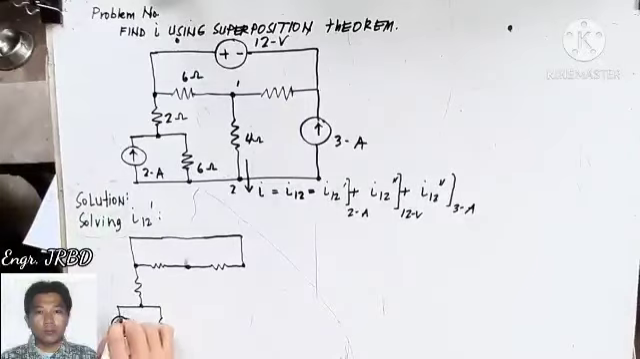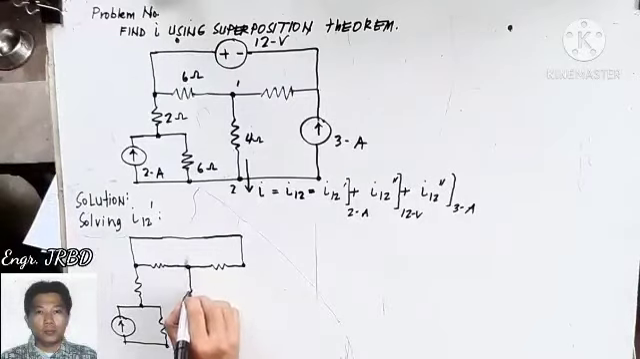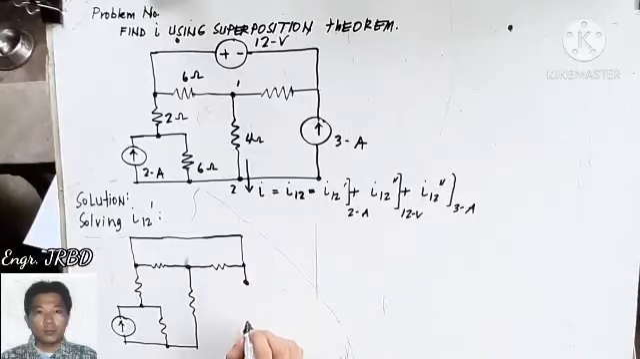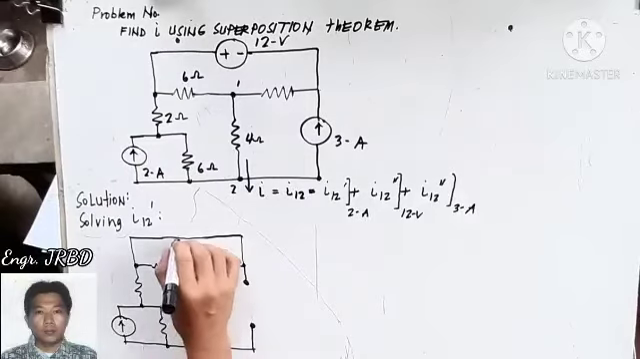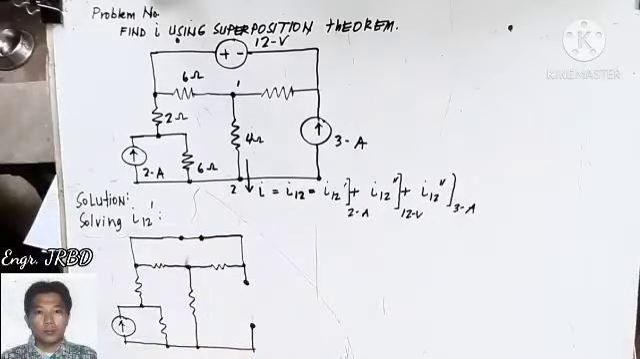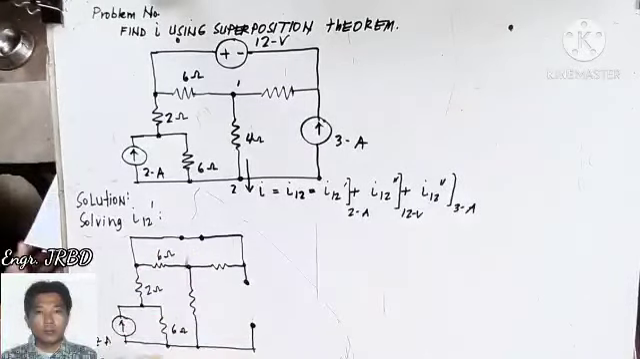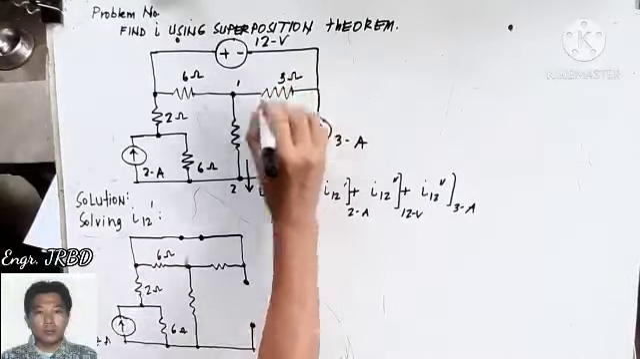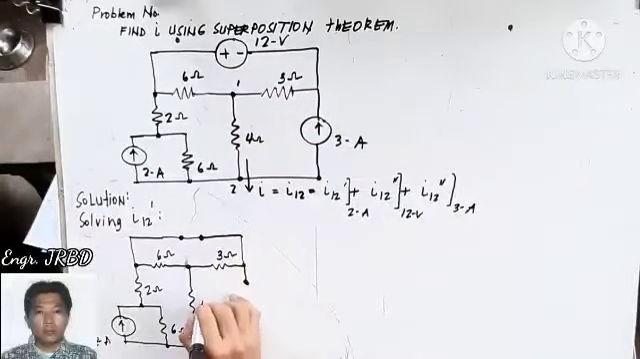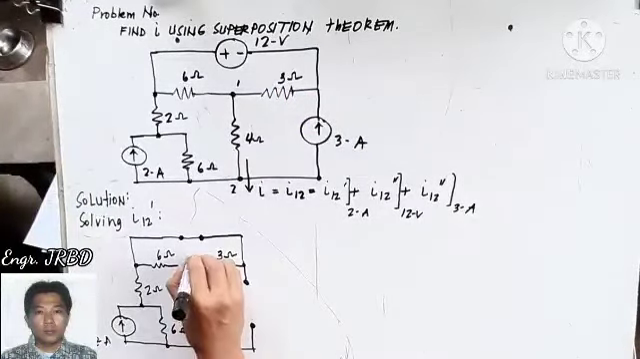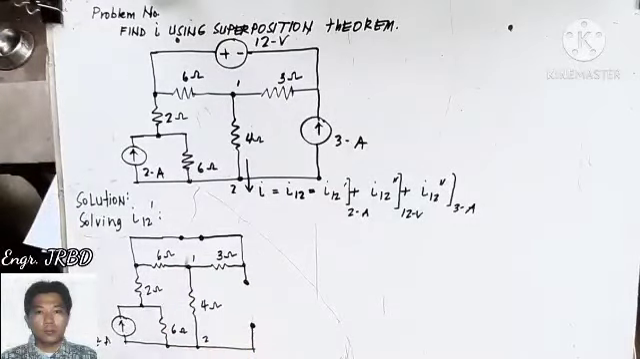Our constant current, four ohms. And we have here an open circuit. Okay, short circuit here. 2 amperes, 6, 2, 6. This one is 3 ohms. 3 ohms, 4. Terminal 1 and terminal 2.